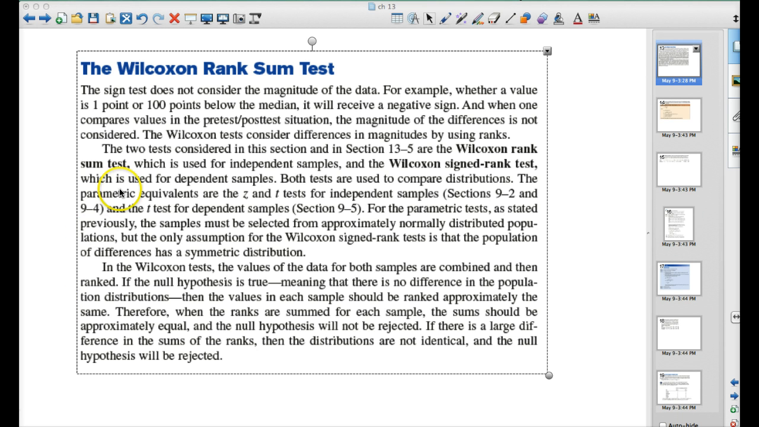So, as we look through here, the tests considered in this section 13.5 are the Wilcoxon rank sum test, which is used for independent samples, and the Wilcoxon signed-rank test, which is used for dependent samples. They sound the same, but there's a little bit of difference between combined and ranked. So let's look at this.